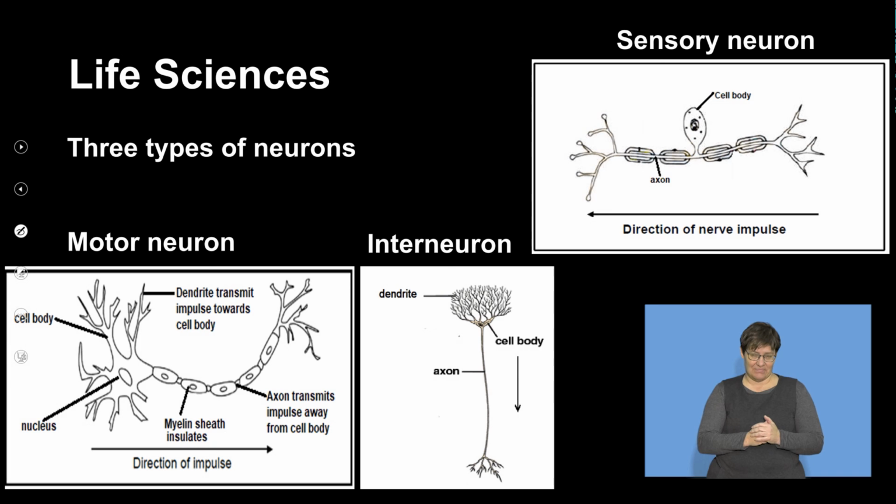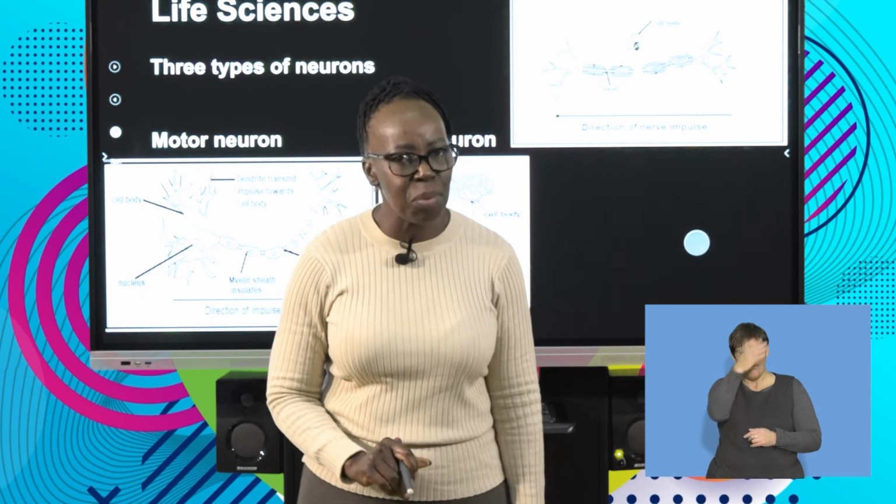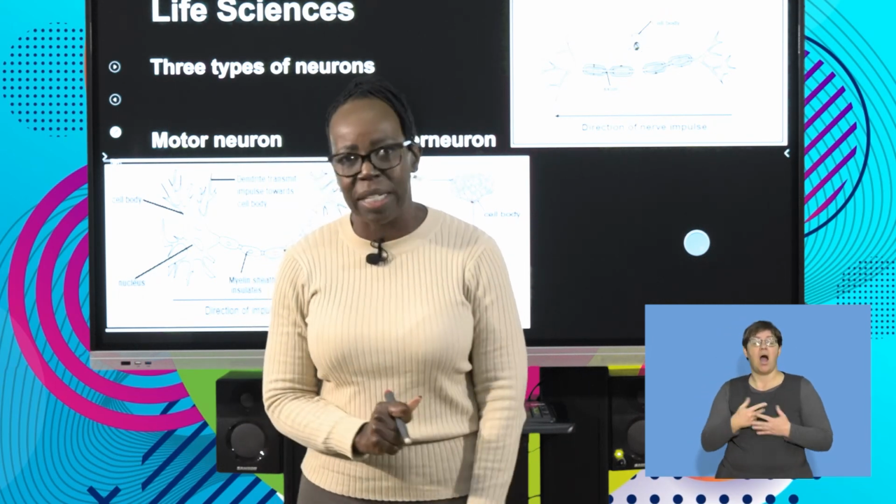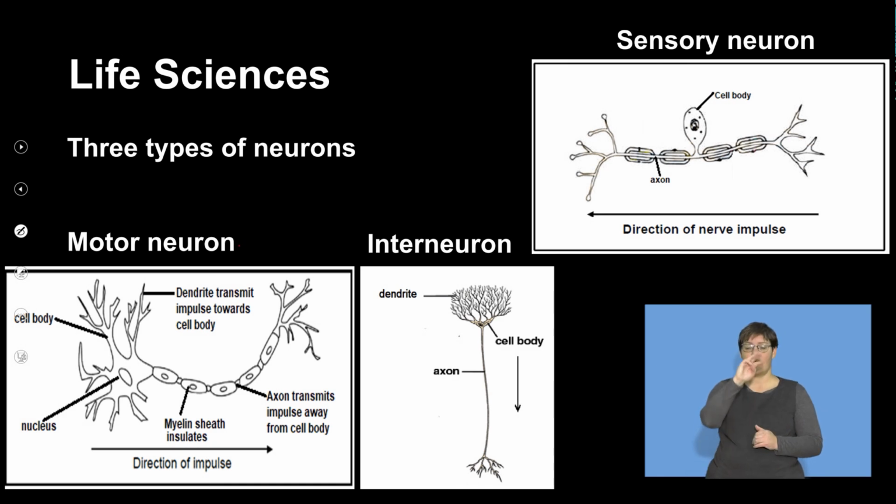Then let's look at the types of neurons. I know for now you know the types of neurons. We'll just go through them to remind you so that when you sit for your exams, you still remember. We've got the motor neuron, the interneuron, and the sensory neuron. If you look at the motor neuron here, it shows the direction of the impulse. The parts that you need to know are the cell body, the nucleus, the dendrites, the axons, and the myelin sheath. You did see the function.